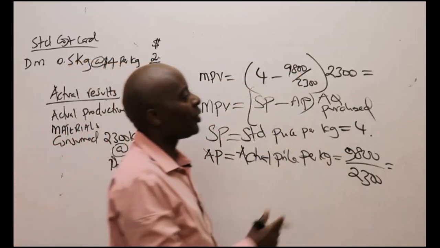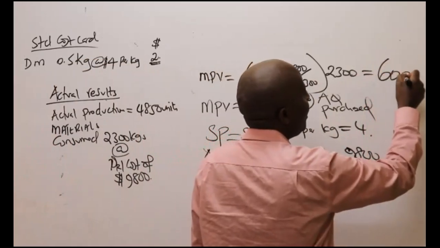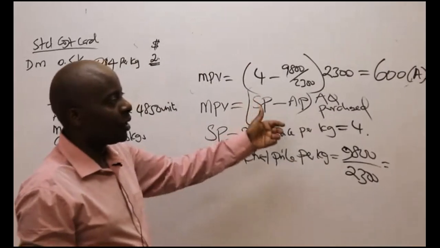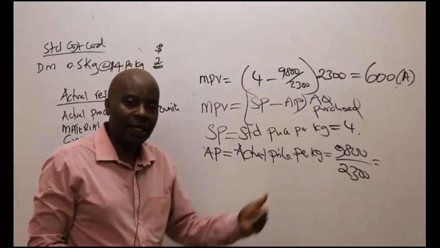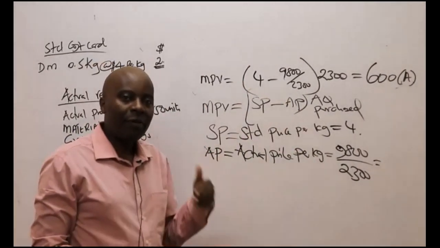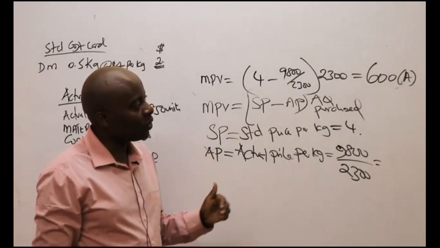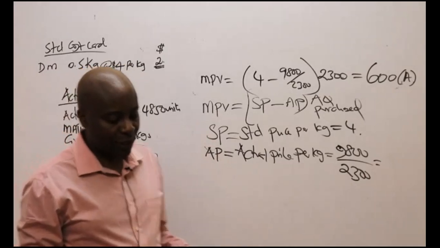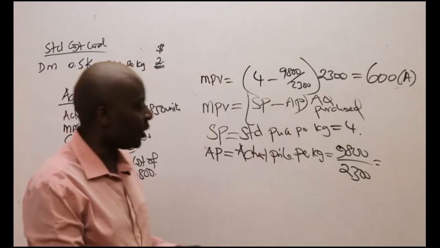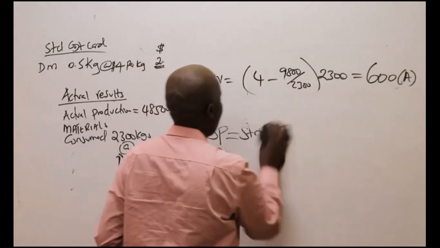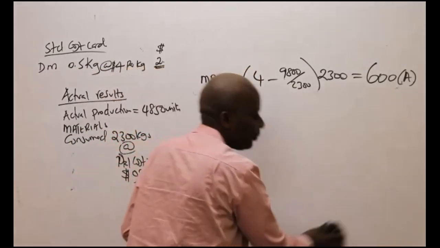600 adverse. It is 600 adverse. Adverse because of negative. The variance itself is negative, meaning bad performance on our side. So the material price variance is 600 adverse.